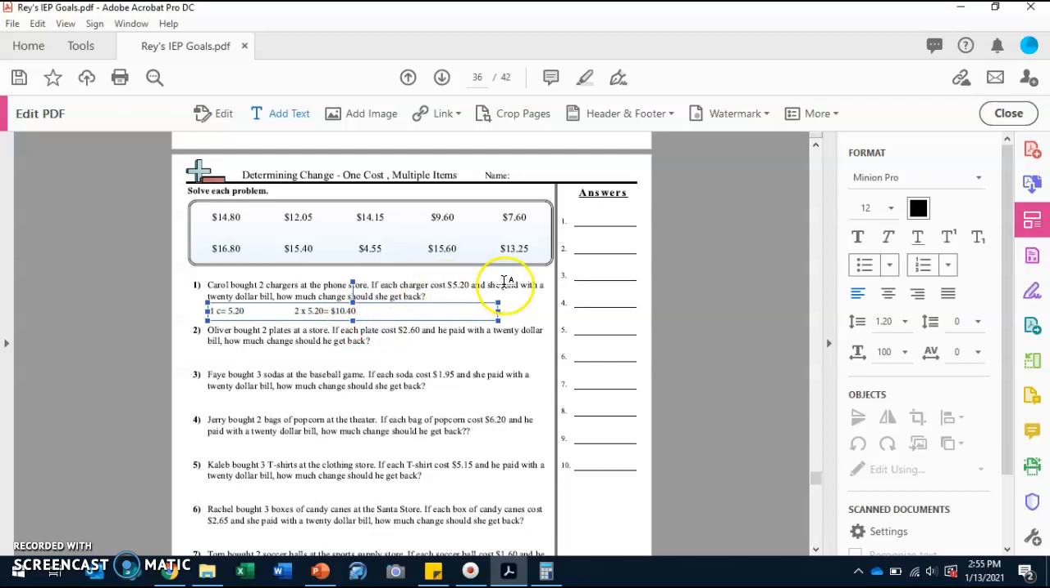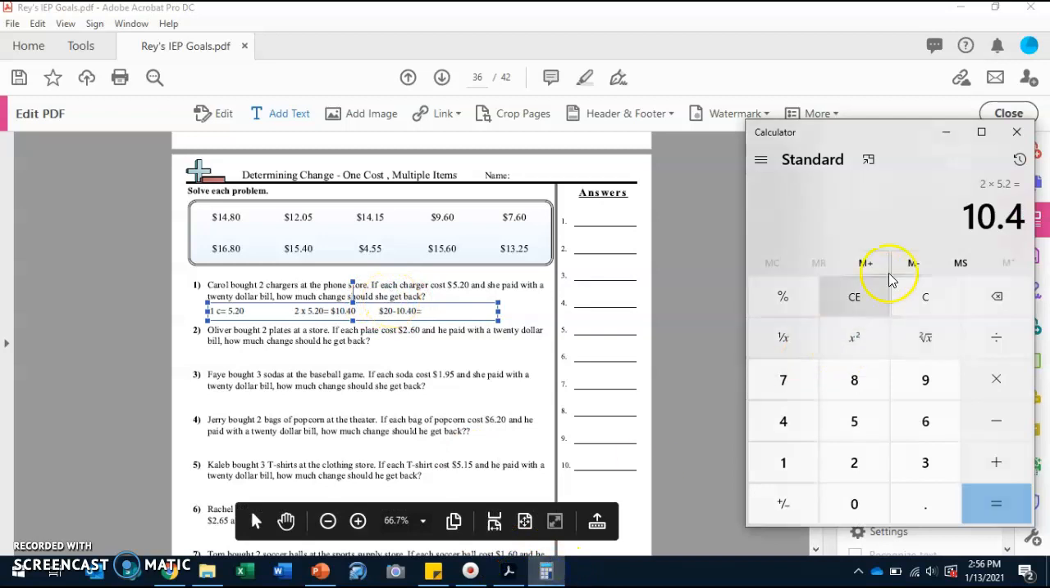However, then she said she paid with a $20 bill. So she paid with $20. And they want to know how much is her change. So from these $20, are we going to add or are we going to subtract what she spent? Good job. We are going to subtract because she does not have this anymore. She spent it. The $20, we're going to subtract what she spent. And how much did she spend? $10.40. In order to figure out how much change she got back.